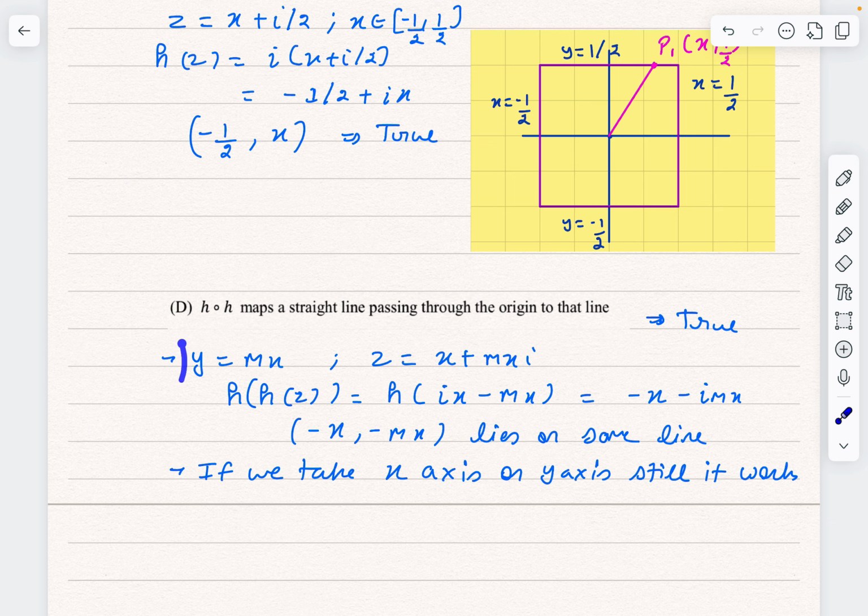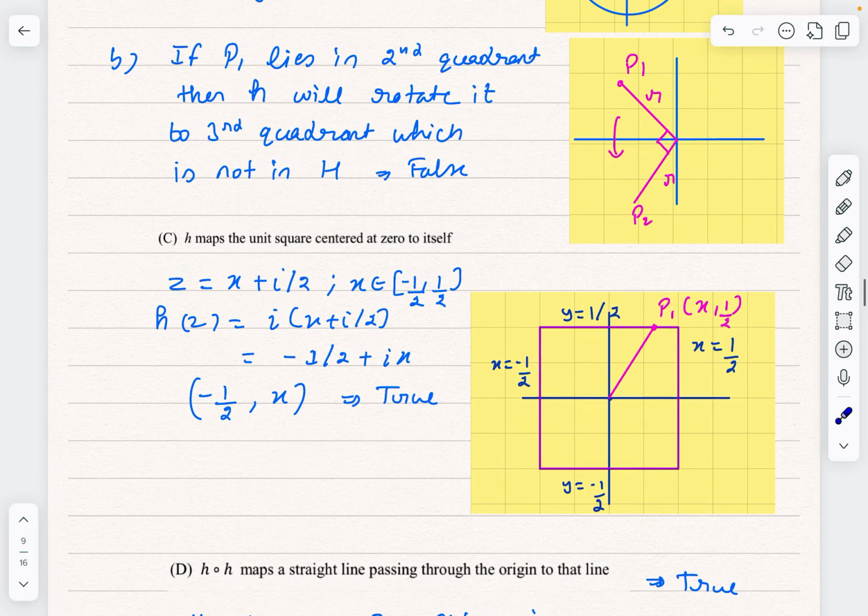And right now I'm taking y equal to mx. You can take even x-axis or y-axis. X-axis will mean every point will be purely real. So for every point purely real, when you multiply with iota, it will become purely imaginary. And again you multiply iota, it will again become purely real. So same line. And same thing will happen for every point on y-axis also. So this statement will be true.